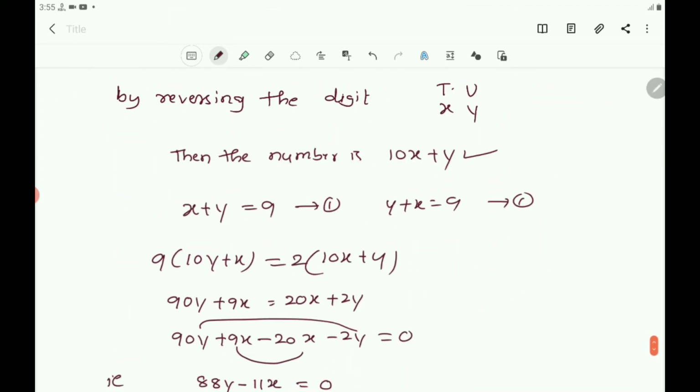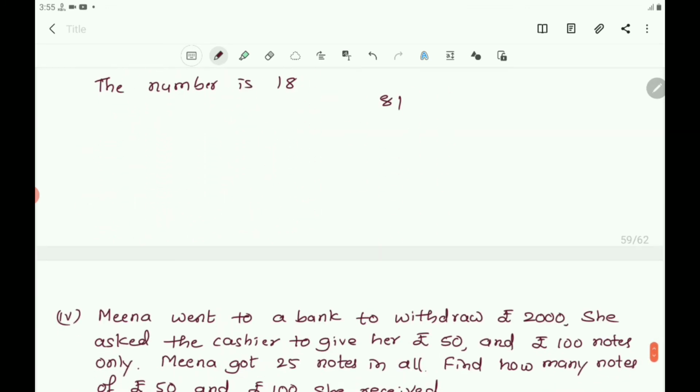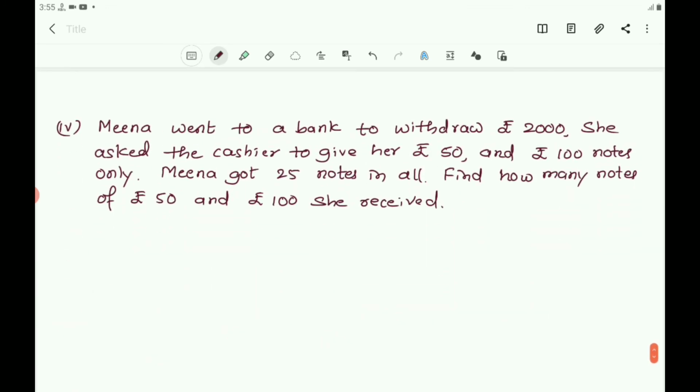Next, you take the next question. That is the fourth question. Meena went to a bank to withdraw rupees 2000. She asked the cashier to give her rupees 50 and rupees 100 notes only. Meena got 25 notes in all. Find how many notes of rupees 50 and rupees 100 she received.